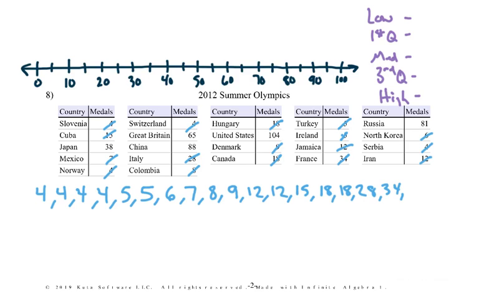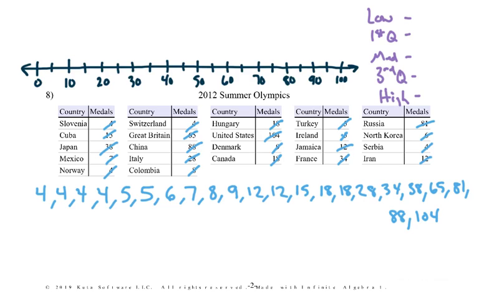Okay, so we had 34 for France, 38 for Japan, then 65 for Great Britain, then 81 for Russia, 88 for China, and then 104 for the US. Almost had no space, didn't I?